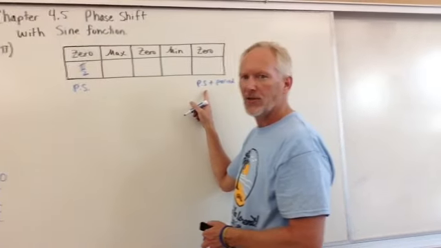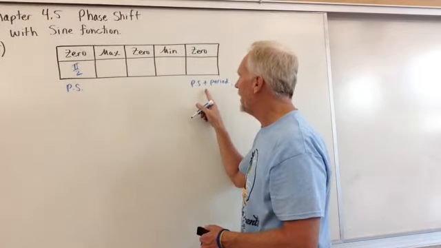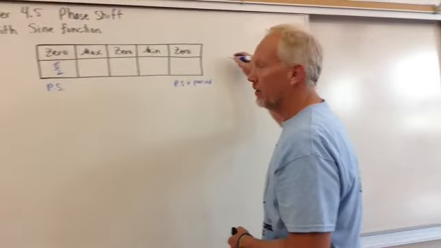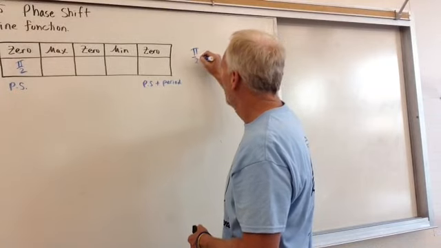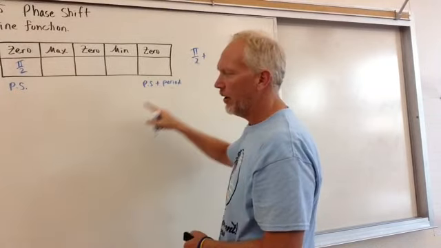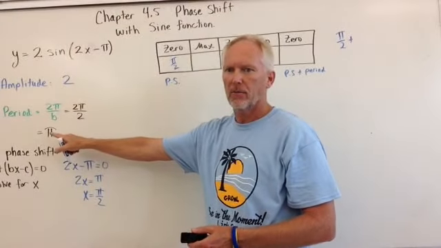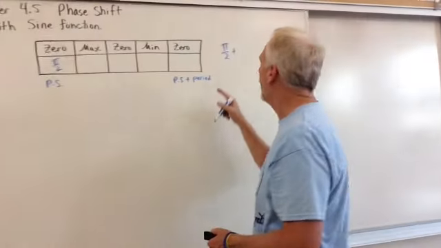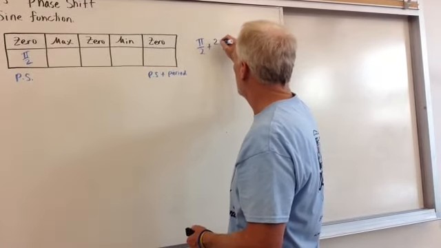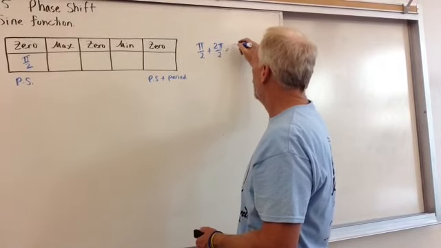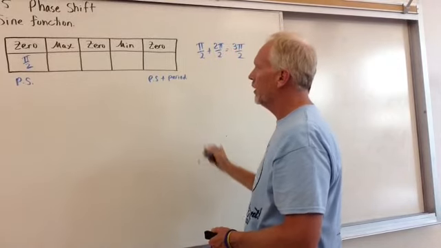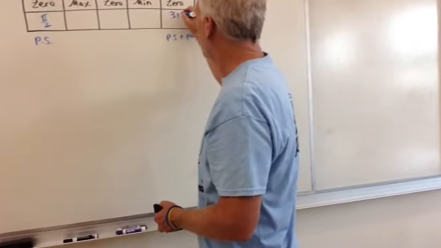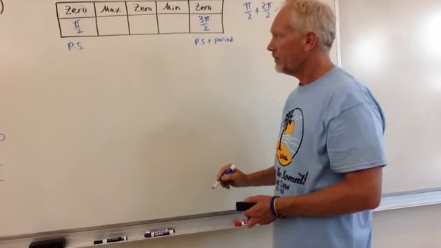Now, to find the last 0, we take the phase shift and we add the period. So if we take pi over 2 plus our period, which was pi, and if I turn pi into terms of 2, that's really 2 pi over 2, which gives 3 pi over 2. So our last 0 will occur at 3 pi over 2.